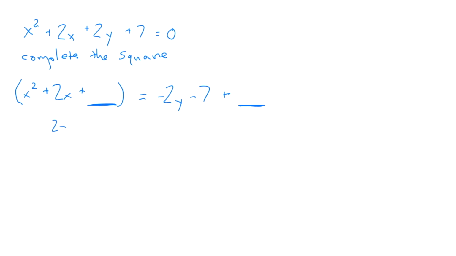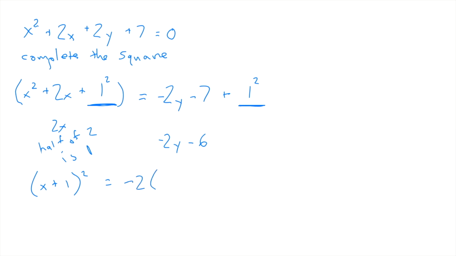2x, and half of 2 is 1, and so I put in 1 squared, and I put in 1 squared, and then here I have the x and I have the 1, so I can say x plus 1 squared equals, and let's figure out what this is. It's negative 2y minus 6, and I want to factor this guy out. So negative 2 times y plus 3. So this is very, very, very nice.